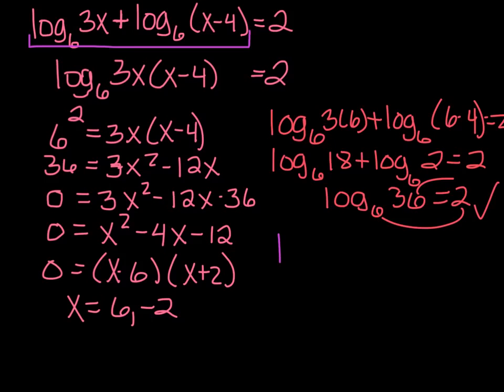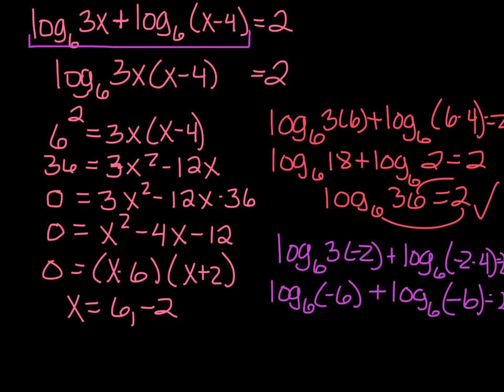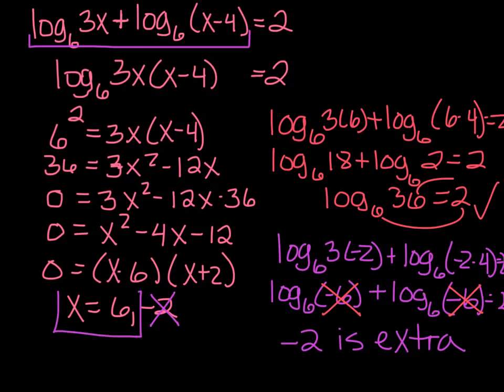Let's try the other one. Log base 6 of 3 times negative 2 plus log base 6 of negative 2 minus 4 equals 2. So I'm taking log base 6 of negative 6 plus log base 6 of negative 6 equals 2. Now, can I take the logarithm of a negative number? And the answer is no. Can't happen. Therefore, the negative 2 is an extraneous solution. It's extra. So the negative 2 doesn't count, and your answer is only 6.